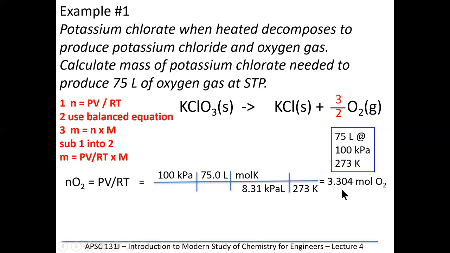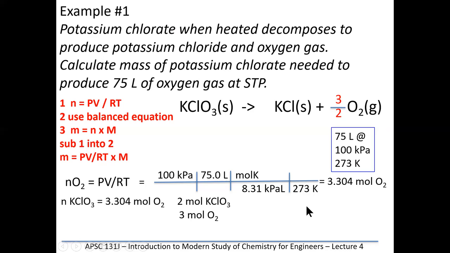So now we look at our balanced chemical equation. It shows 3/2 of a mole of oxygen is produced from 1 mole of potassium chlorate. So if you wanted to get rid of the fraction, you could simply double this and then double that. So it's a 2-to-3 ratio any way you look at it. So 3 moles of oxygen is made from 2 moles of potassium chlorate. So to convert the number of moles of oxygen into potassium chlorate, we have to multiply by 2/3. And that's what we do here.